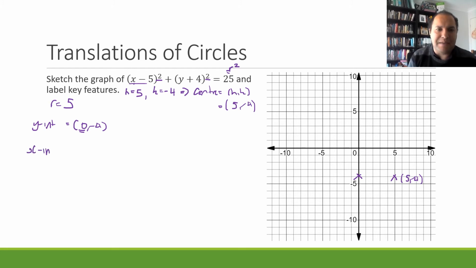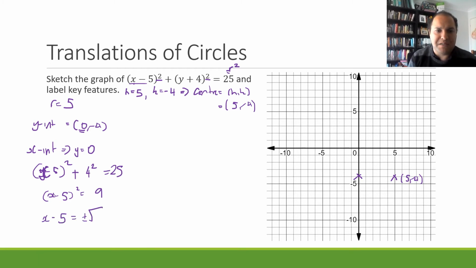For our x-intercept, we'll substitute in y equals 0. So we'll have (x minus 5) squared. Sorry, that should be an x, not a y. (x minus 5) squared plus (0 plus 4) squared, which is 4 squared, equals 25. Subtracting 4 squared, or 16, from both sides, (x minus 5) squared equals 9, and continuing to rearrange, x minus 5 equals plus or minus the square root of 9, which is plus or minus 3.